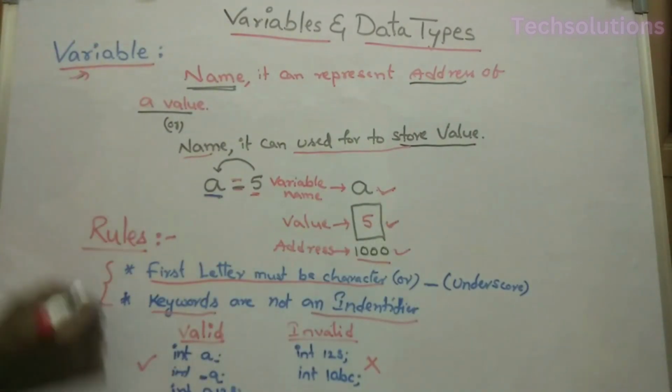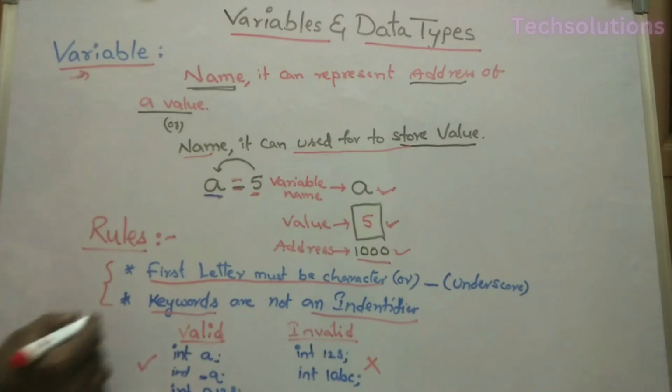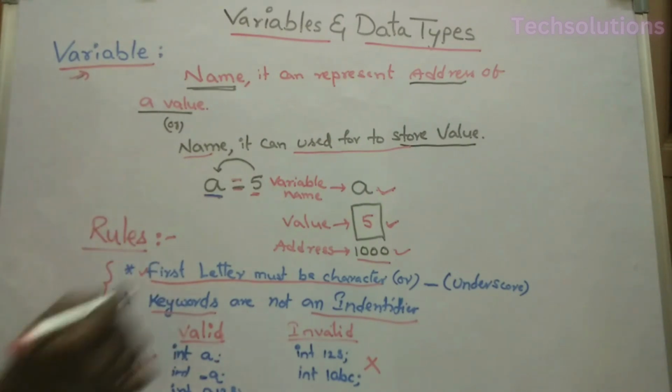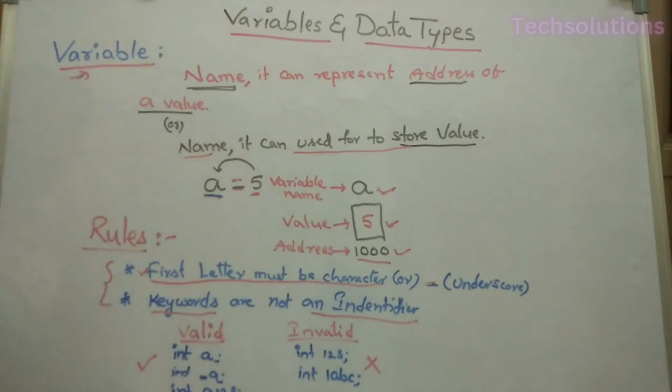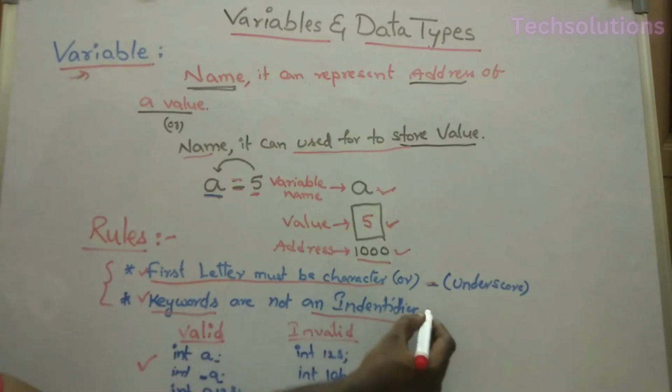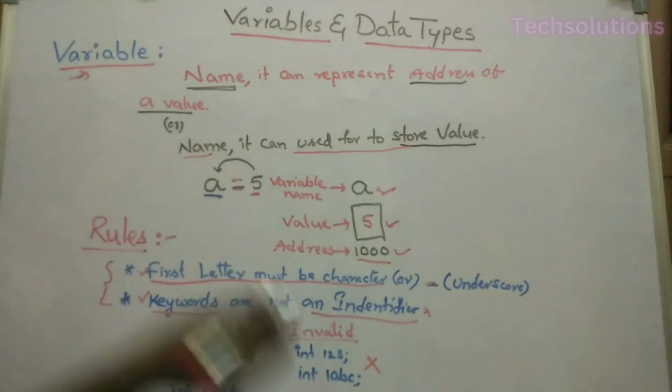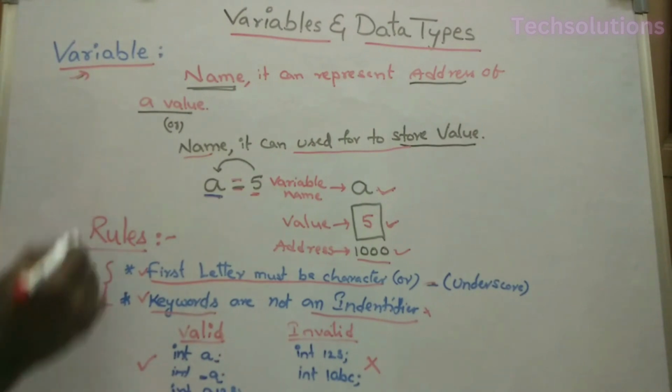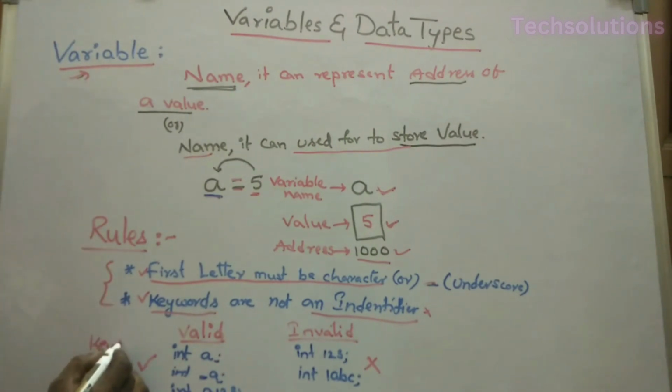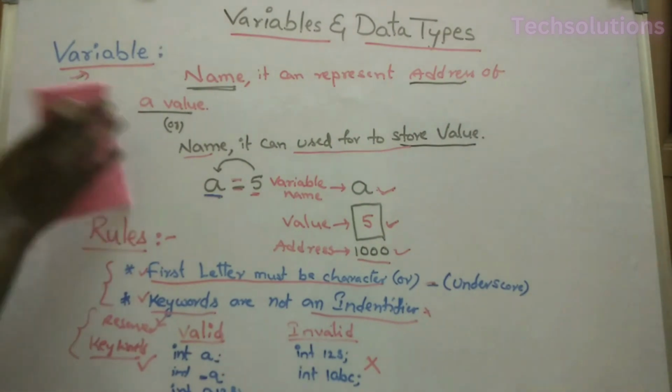And what are the rules for declaring a variable? The first letter must be a character, and an underscore is also accepted as the first letter. And what are the keywords available in the C language? These keywords cannot be used as a variable name, nor as a function name. Why? Because all the keywords have some specific meaning. That is why they are called reserved words. These words are not used as variable names. Clear? Now I will tell the syntax of how we can declare the variable.